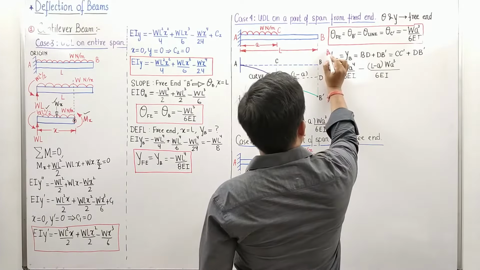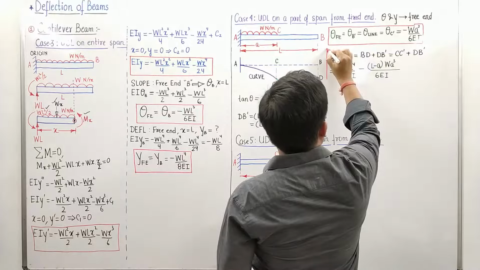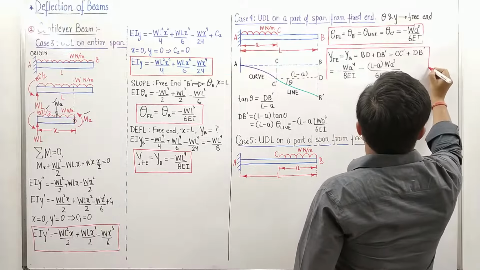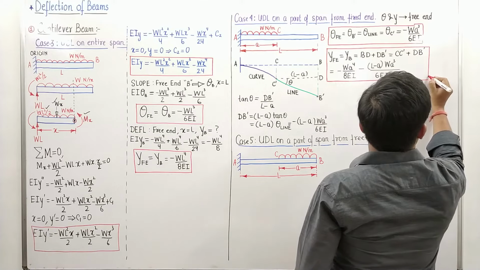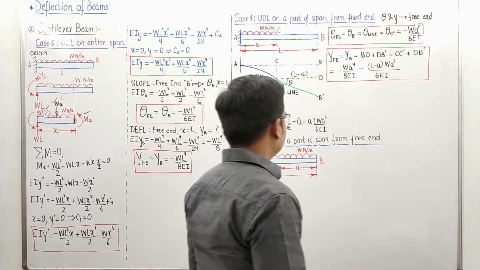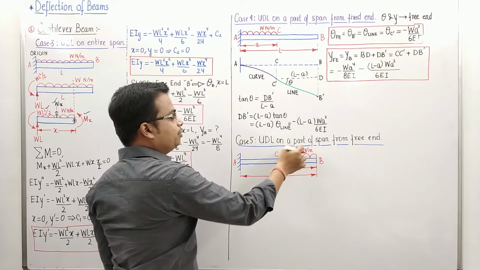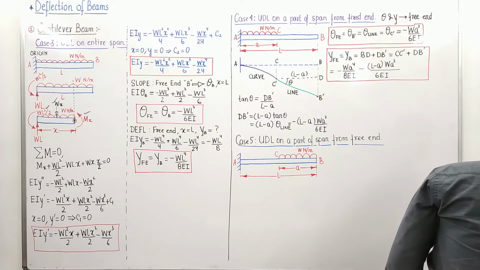Let's enclose this into a box. Slope and deflection at the free end for a cantilever beam having uniformly distributed load for a certain span length, that is A, from the fixed support. Now let's look at this case. Here, from the free support, the free end, there is a UDL up to distance A. Now how do we work this out? Here we will need to do a bit of maneuvering.